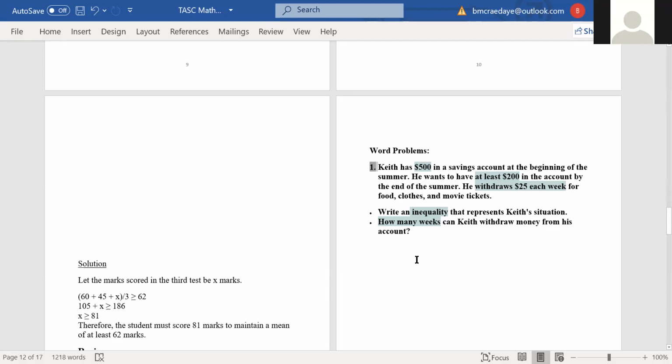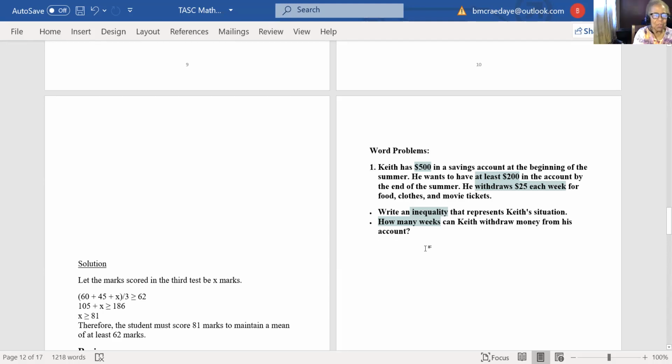He has $500 in a savings account at the beginning of the summer. He wants to have at least $200 in the account by the end of summer. He withdrew $25 each week for food, clothes, and movie tickets. Write an inequality that represents Keith's situation. How many weeks can Keith withdraw money from his account?